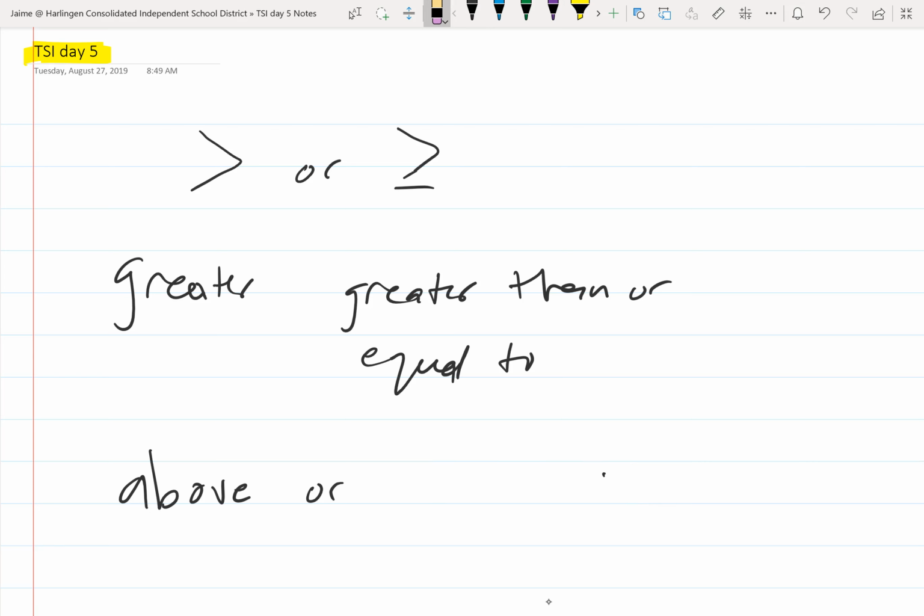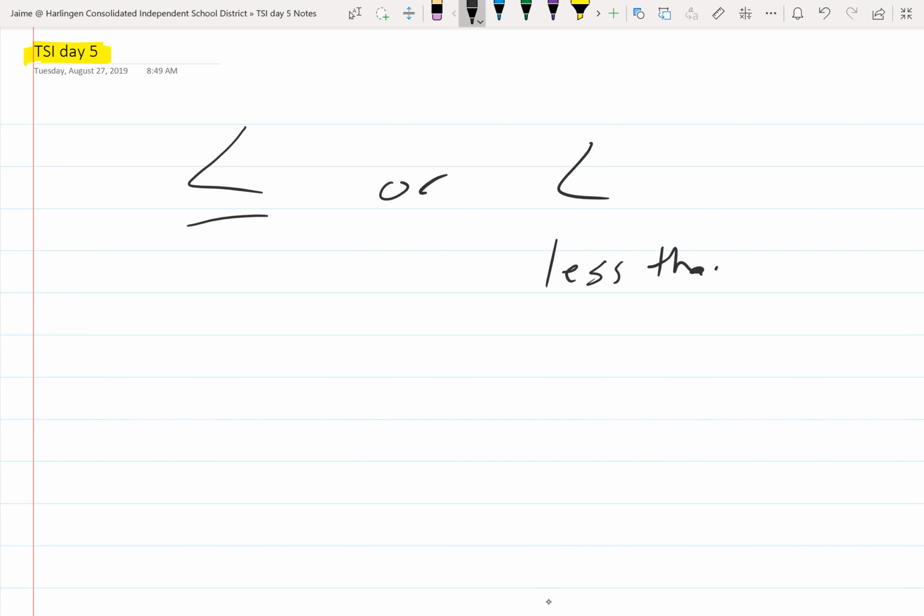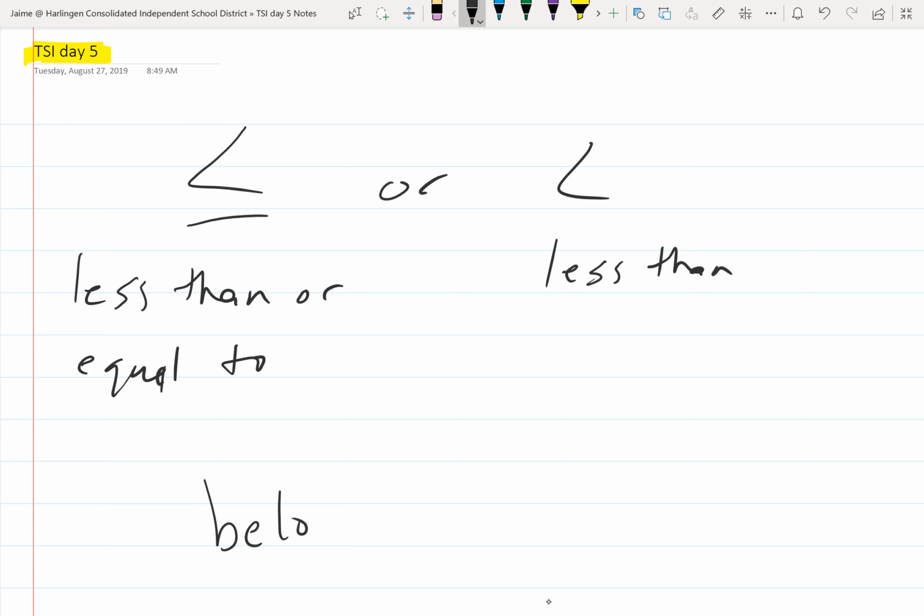And vice versa. If you have the less than symbol, right, this is less than or equal to. If you have either of those symbols and you have to shade, you would shade below, because less than means below or to the left. And I'll go over an example right now of what I mean by that.